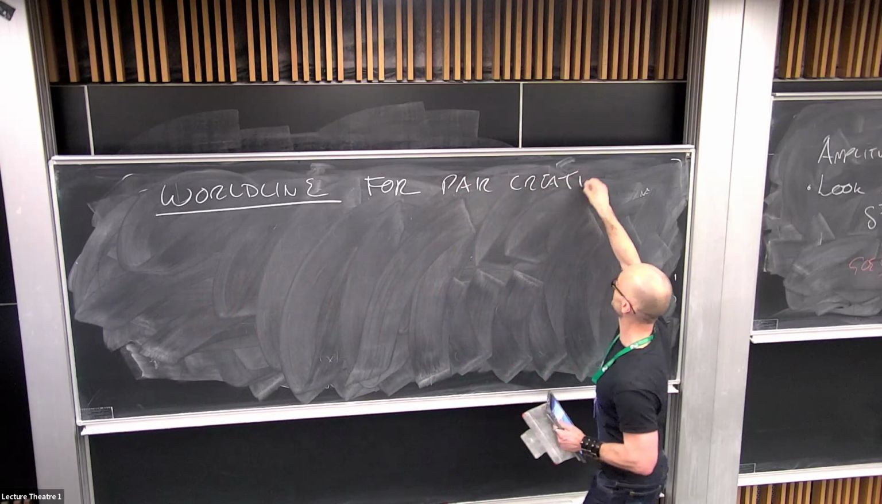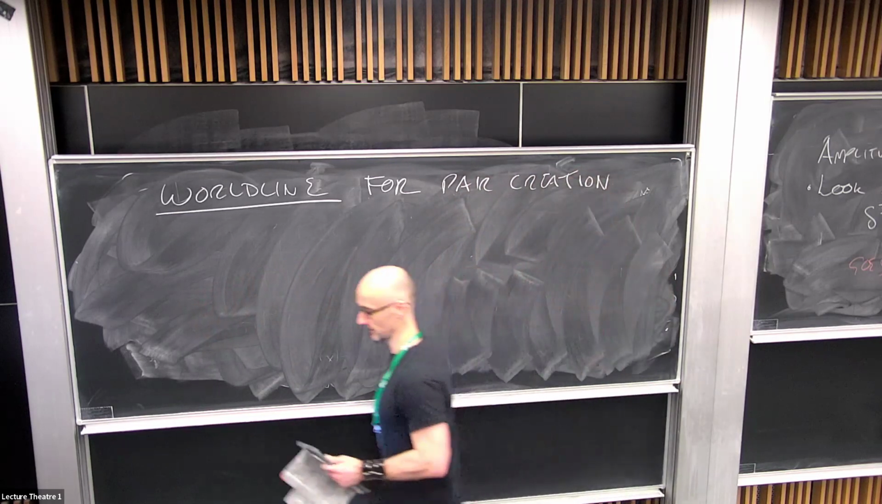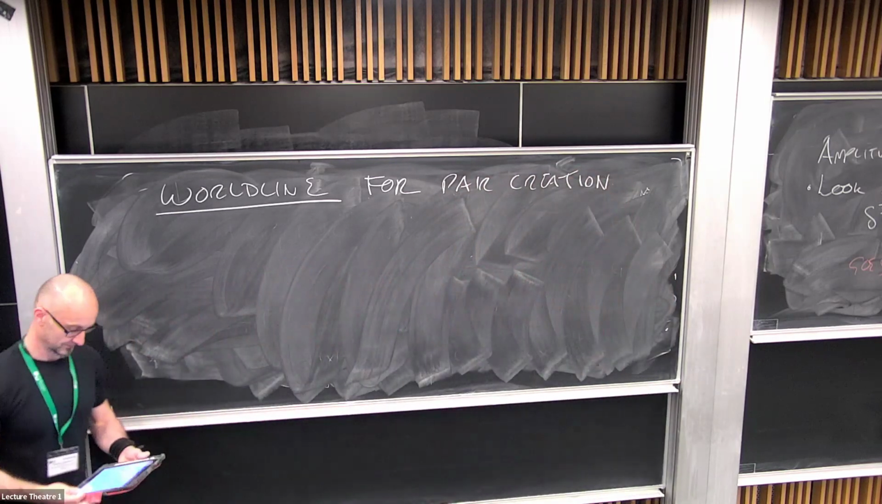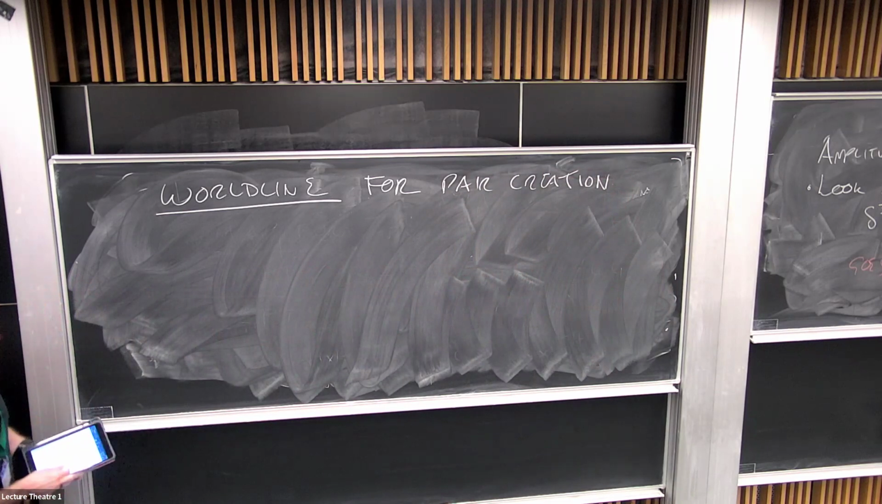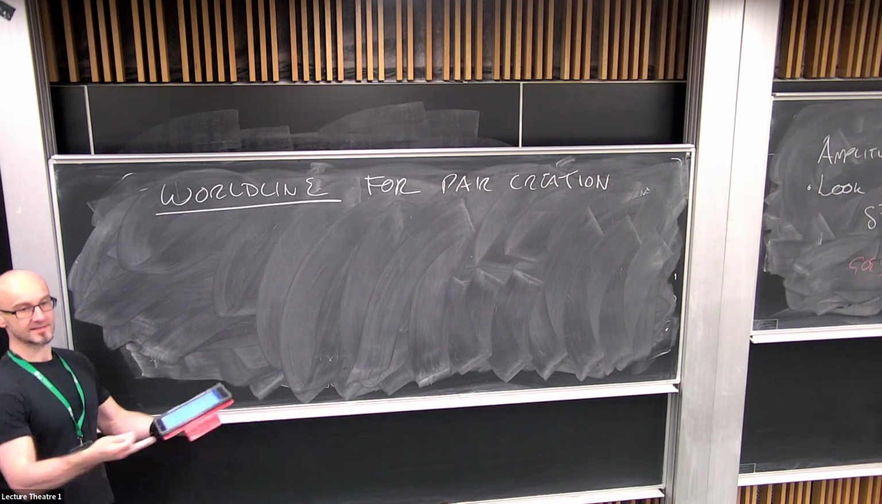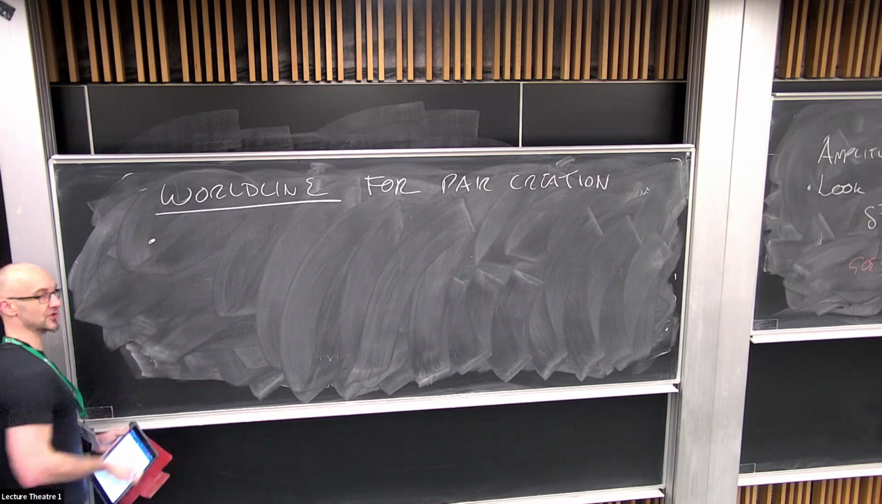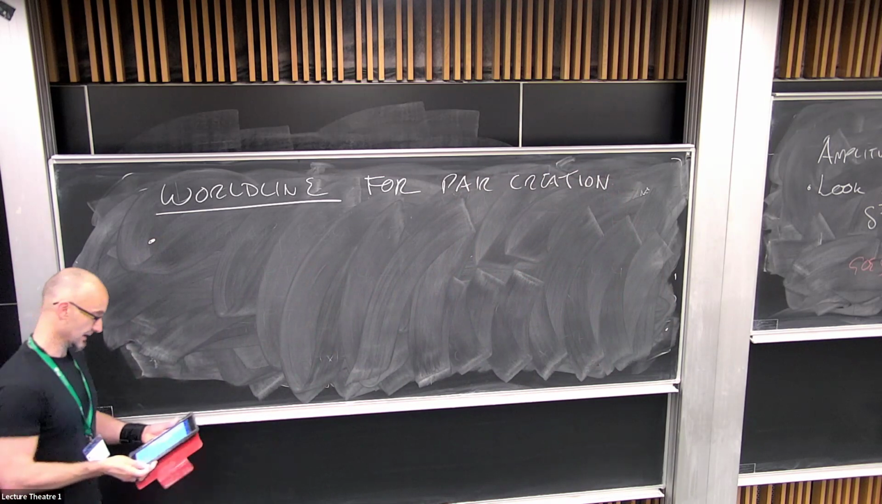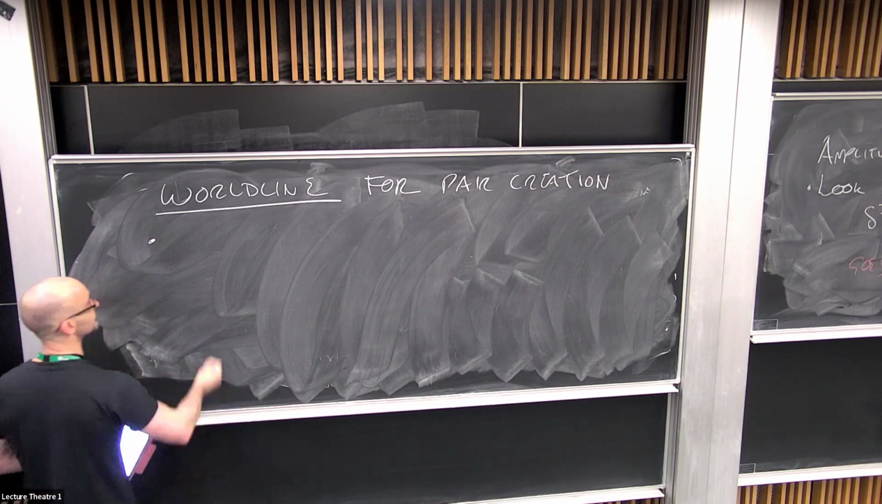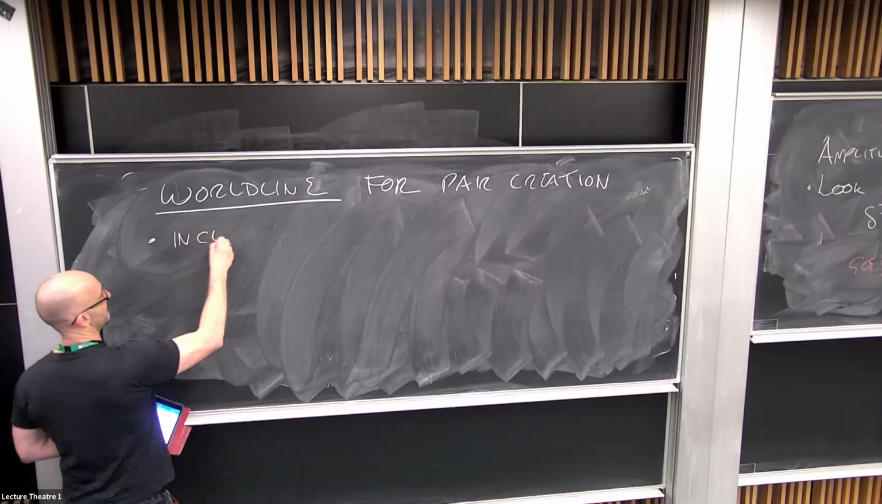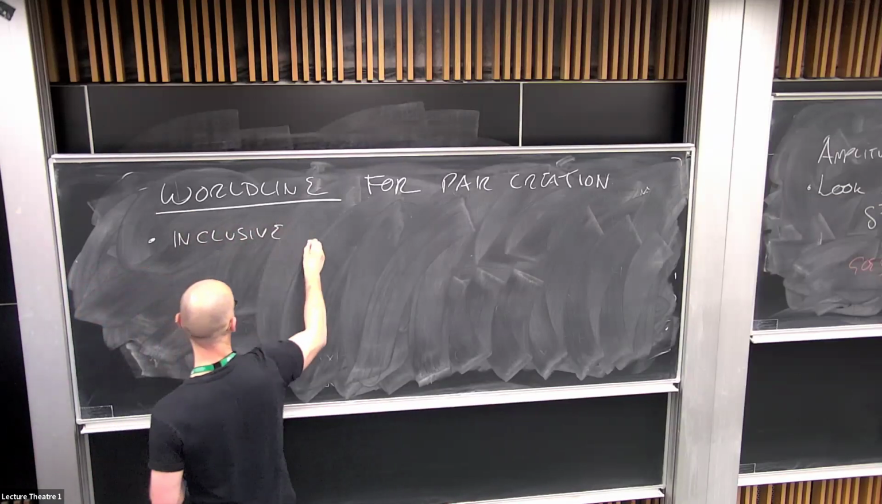Pair creation. There's one thing that the world line approach is really good for. So we talk about amplitudes all the time. These are obviously exclusive quantities, right? We choose our final state, and then we calculate the probability of getting that final state. Sometimes it's much easier to calculate inclusive quantities. Sometimes.